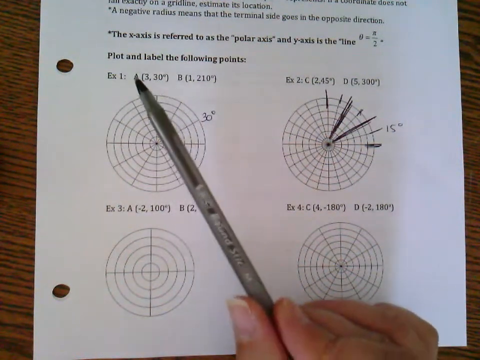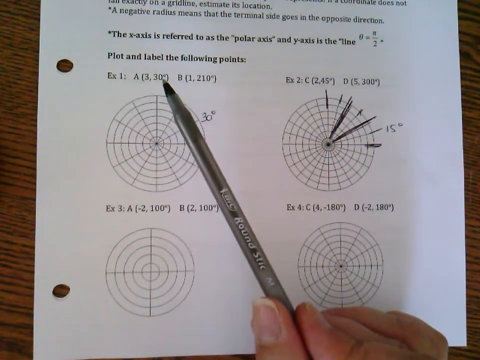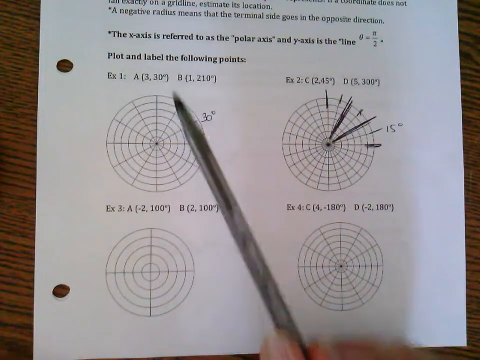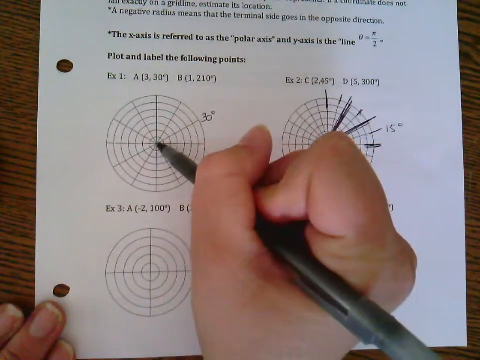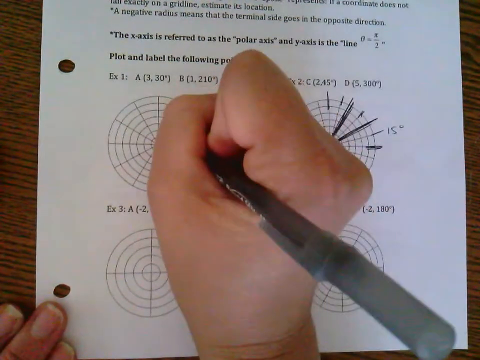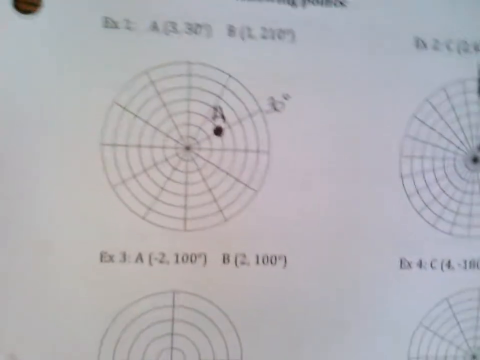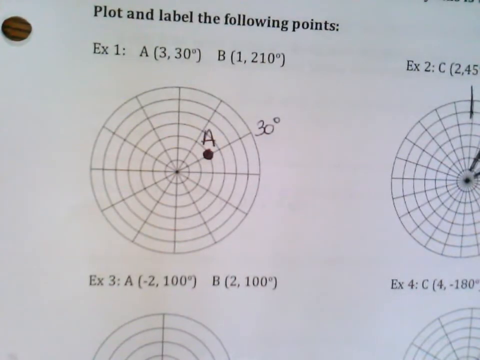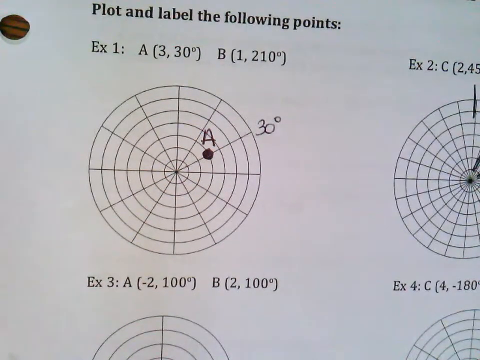So if you have 3, basically you have a radius of 3, and you want to go 30 degrees from the origin. So from the origin, here's my 30-degree line. I'm going to count out 1, 2, 3. That's where that point A lies. So I'm on the 30-degree reference angle, and I've gone 3 of the circles out from the origin.